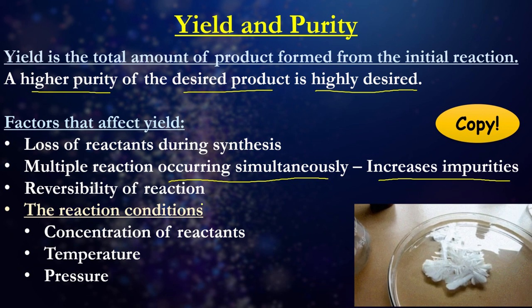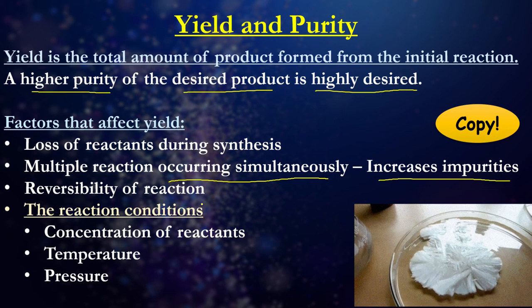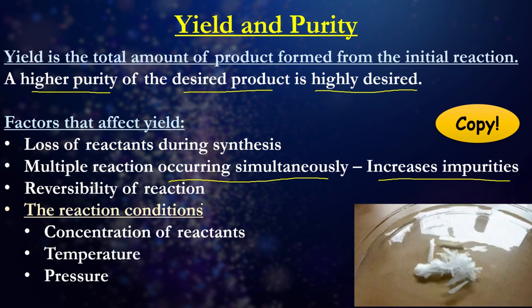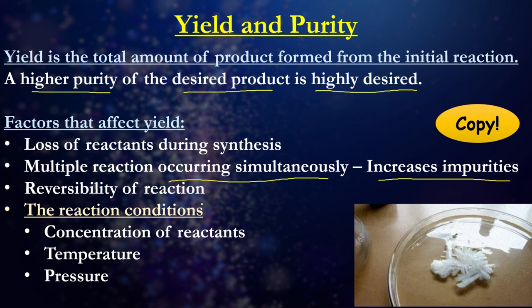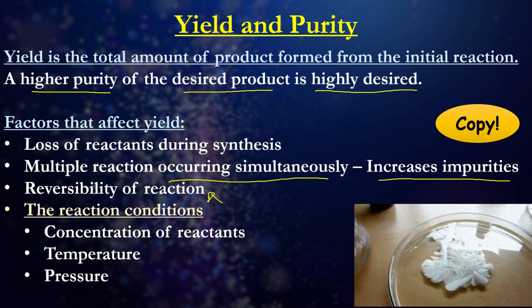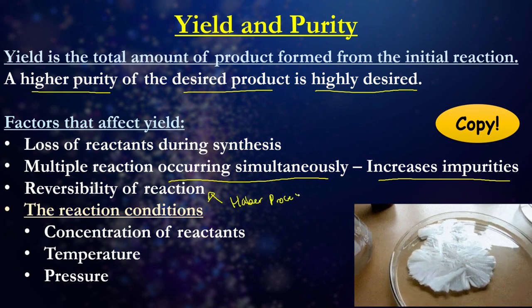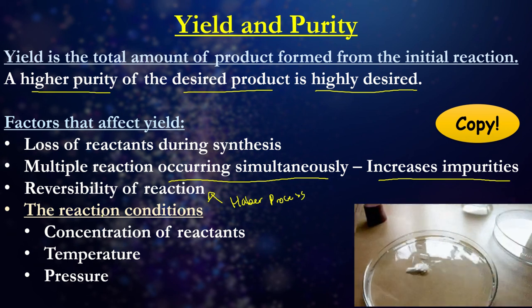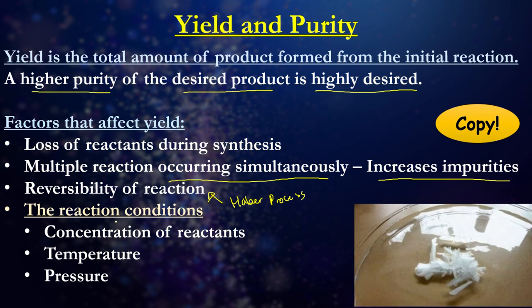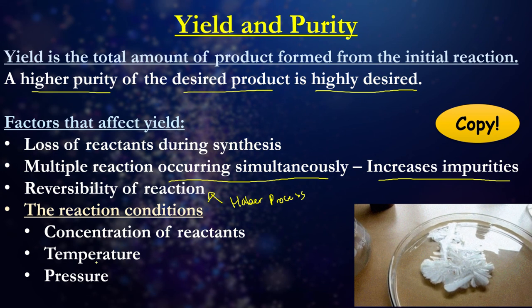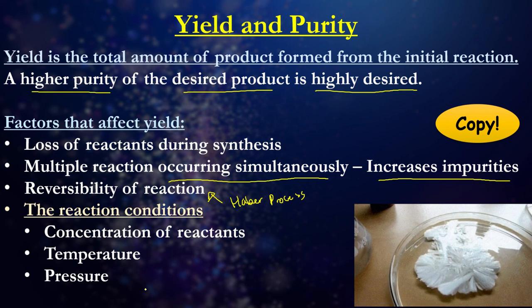Reversibility of the reaction. So if the reaction is at equilibrium or can be easily shifted, then obviously that will affect how much we get. An example of that would be the Haber process. And obviously let's not forget the reaction conditions will affect it overall. So like we said before, concentration of reactants, temperature of the system, and pressure of the system.